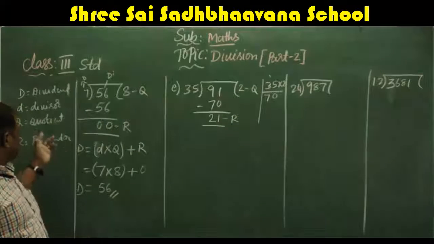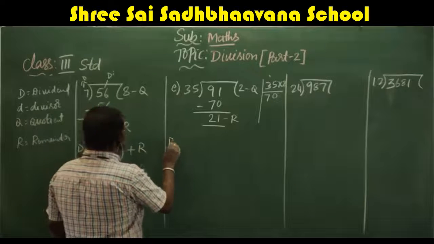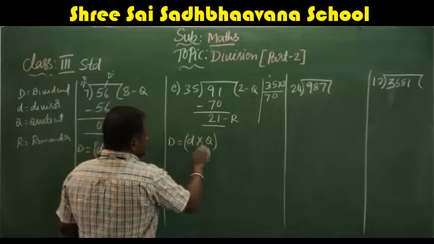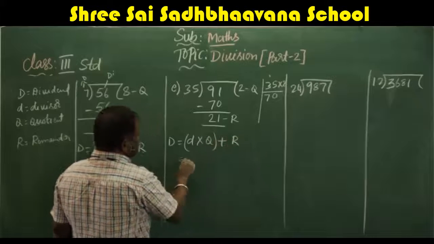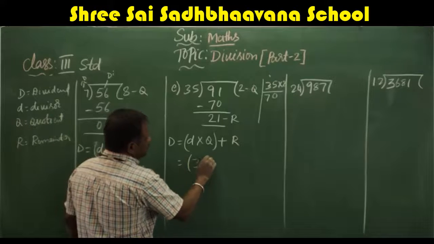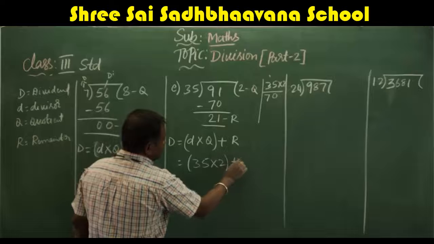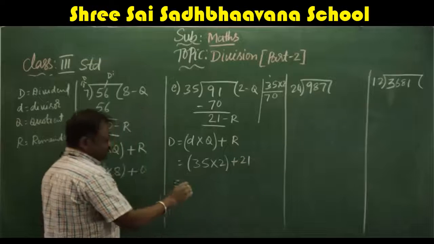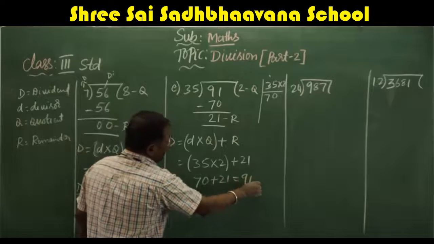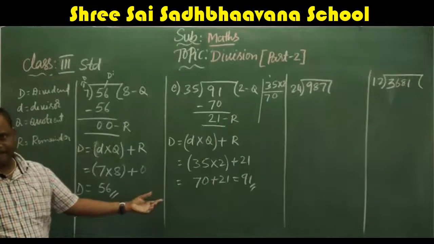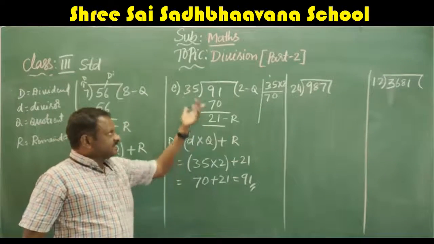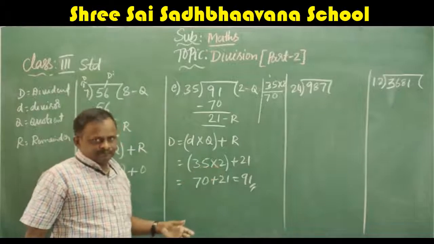So once again the same formula: dividend is equal to divisor into quotient plus remainder. What is the divisor here? 35, into quotient 2, plus remainder 21. 35 2s are 70 plus 21 is equal to 91. Here you got the same answer. I hope you understand this one. Whether what we have done is right or wrong, we can check by this.